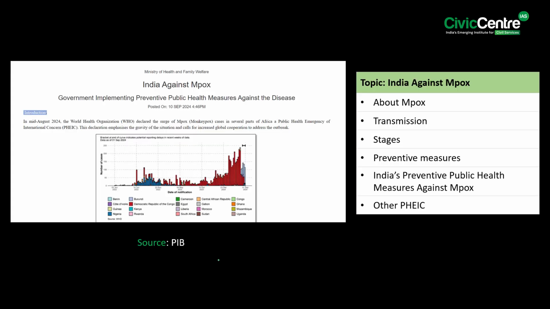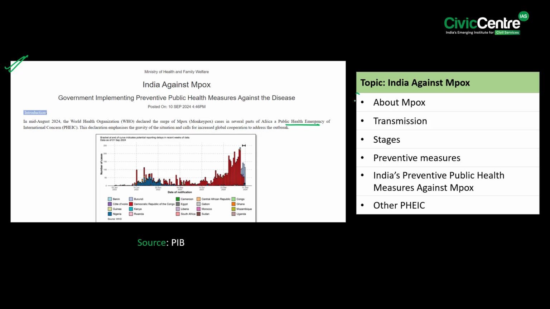The next article says that in mid-August 2024, the World Health Organization declared the surge of Mpox cases in several parts of Africa as a public health emergency of international concern, in short called the PHEIC. So, this declaration emphasizes the gravity of the situation and calls for increased global cooperation to address the outbreak. In this context, let us talk about Mpox.